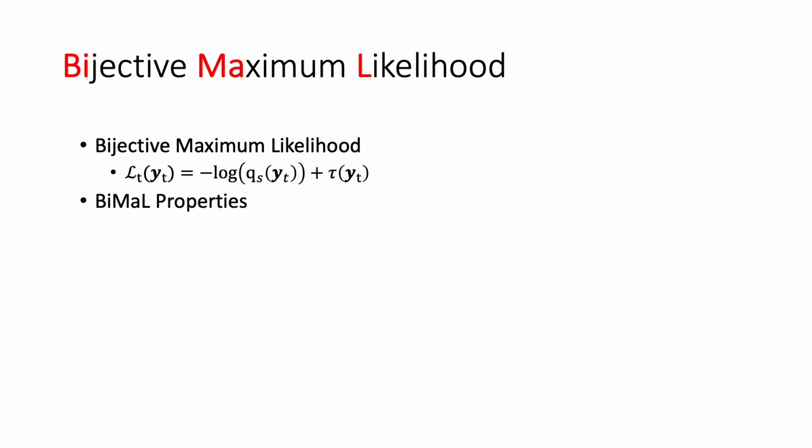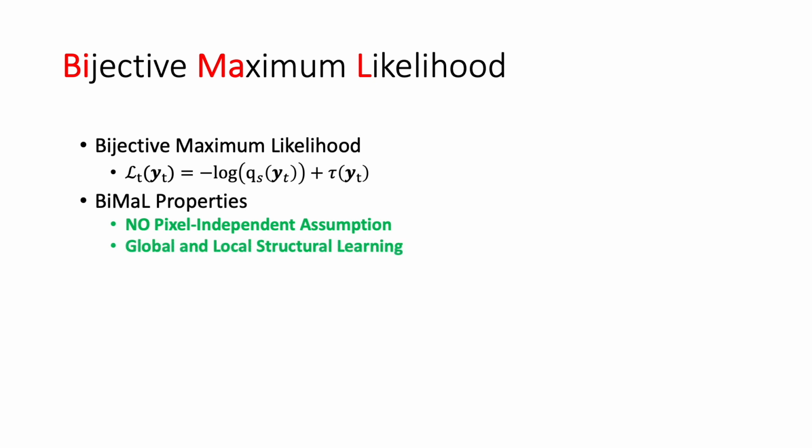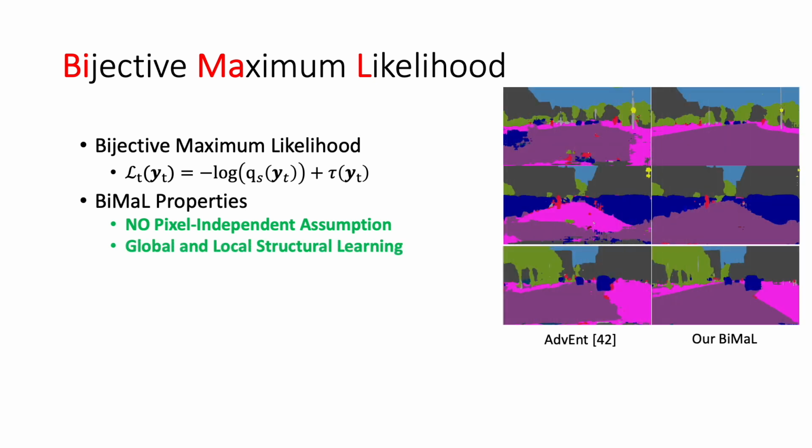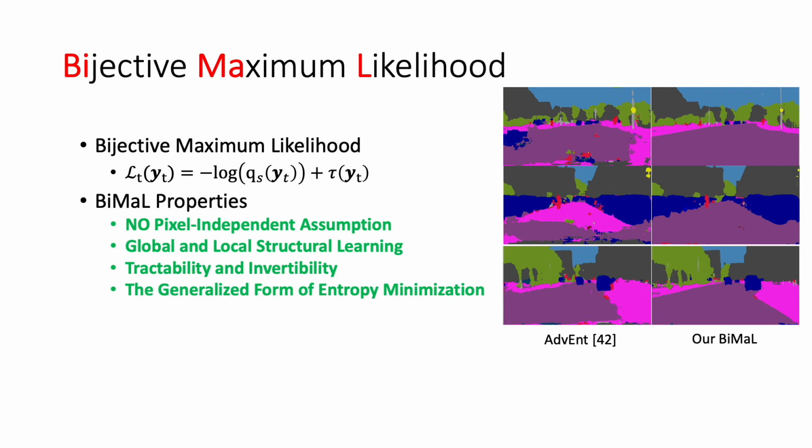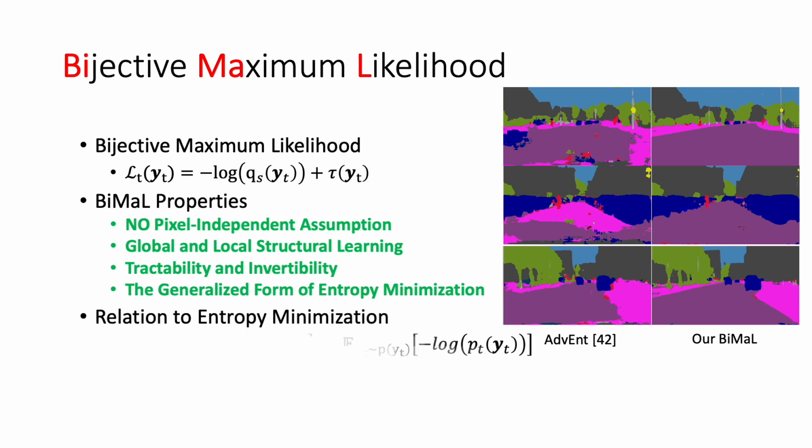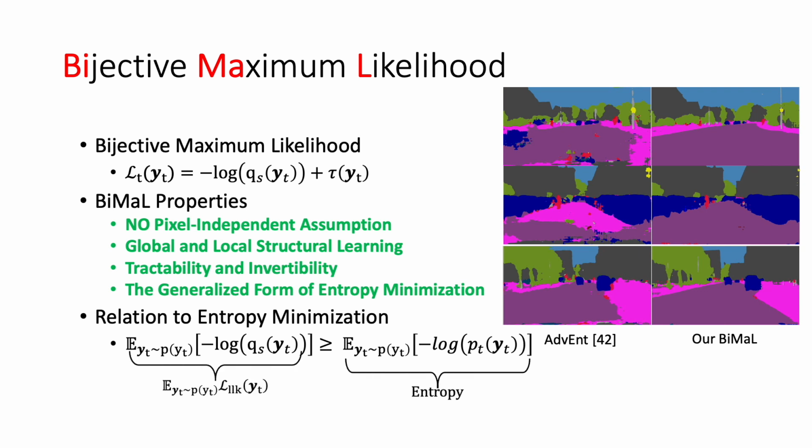Our bijective maximum likelihood has several important properties. First, there is no pixel-independence assumption in our approach. Second, via the bijective mapping and a regularizer, we model both global and local structure of the segmentation. Third, our bijective loss is tractable and invertible, which results in stable learning. Last but not least, our bijective maximum likelihood loss is a generalized form of entropy minimization. In particular, we can prove our loss is an upper bound of entropy minimization.